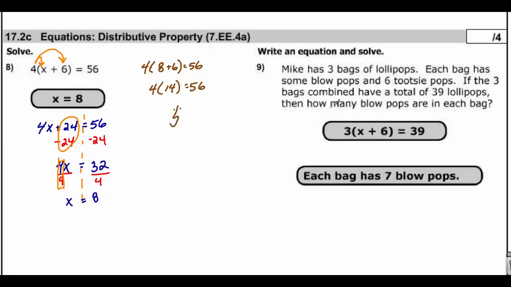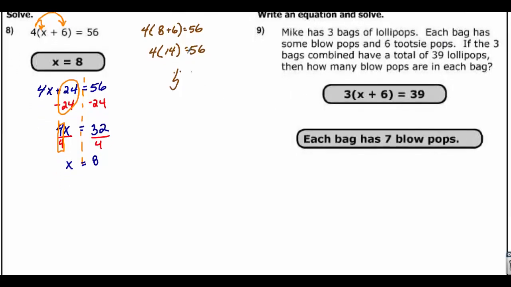Happy days. All right, Mike and the Blow Pops. Sounds like the name of a band. Mike and the Blow Pops.